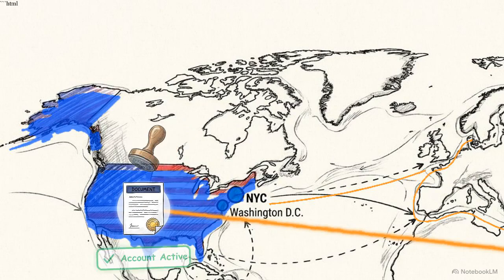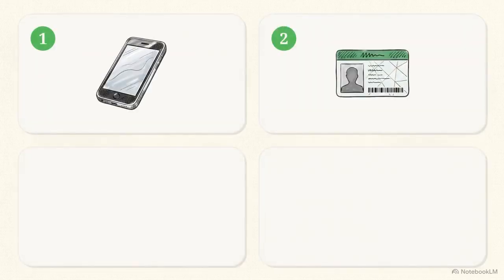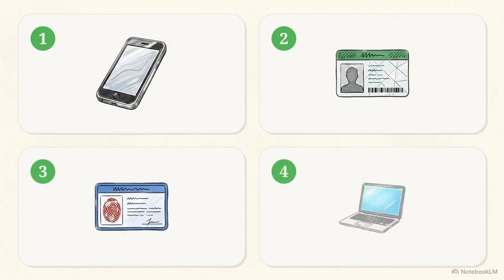In the next 6 minutes, we are going to walk through the exact steps to legally open a U.S. brokerage account from India, transfer your funds, and purchase a fraction of the S&P 500 using the IND Money platform. To follow along right now, you only need 4 things: your smartphone with the IND Money app installed, your PAN card, your Aadhaar card, and an active Indian bank account with net banking enabled.